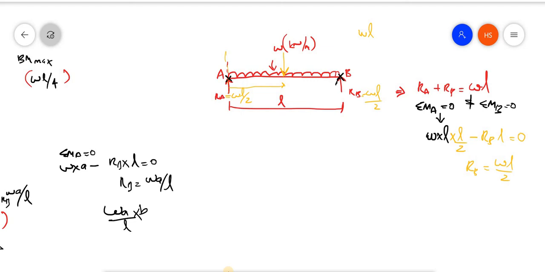Now, I have to find out the bending moment. So, we know that the bending moment at these two points, A and B, is 0.